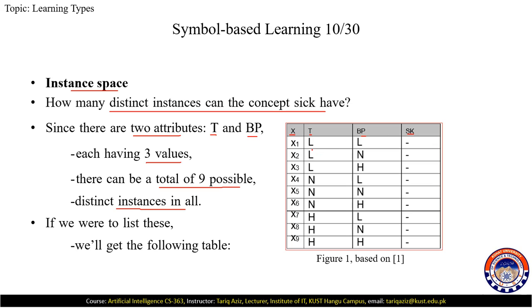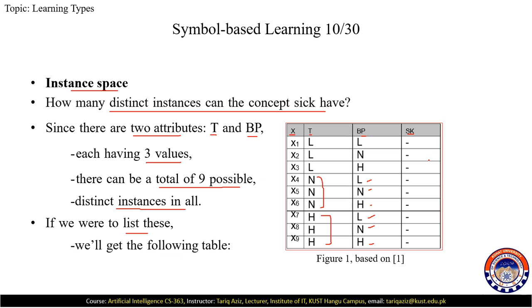Now here, temperature can be low and BP can be low, then temperature low and BP normal, temperature low and BP high. So look at the temperature: for low temperature we can have BP low, normal, or high. Then for normal temperature we can have blood pressure low, normal, or high. And finally for high temperature we can have blood pressure low, normal, or high. So these are all the instances, and we represent this with x.